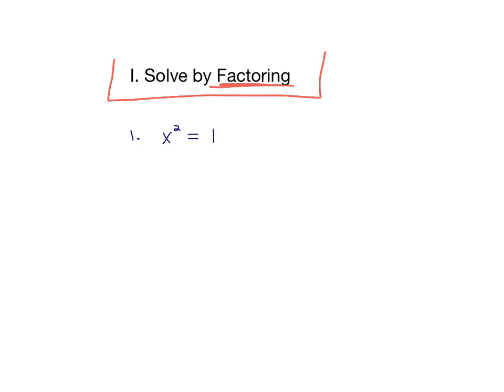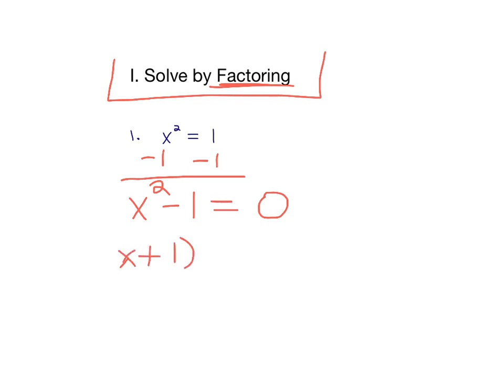So my first step is to set my equation equal to 0. So the first step is to move everything over to one side of the equal sign. So I'm just going to move the 1 to the left side by subtracting it. And I get x squared minus 1 equals 0. I now have a factorable equation. It is actually the difference of two squares. So I'm going to factor this into x plus 1 and x minus 1.